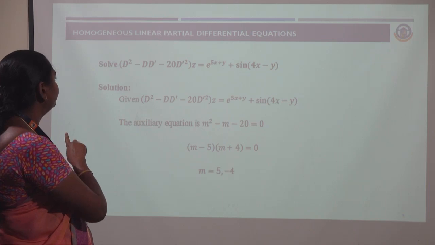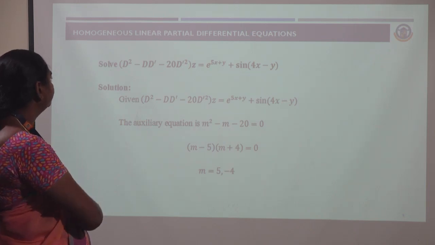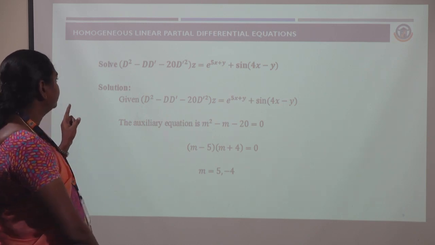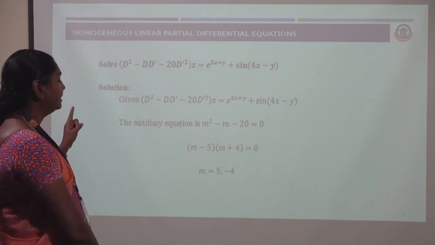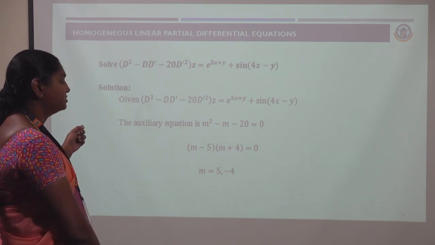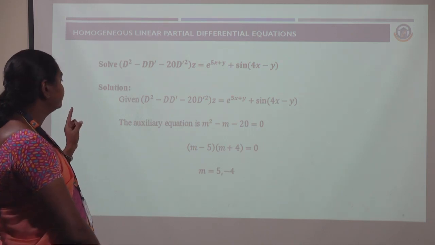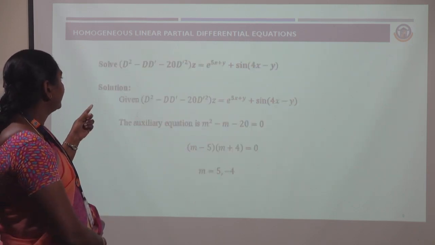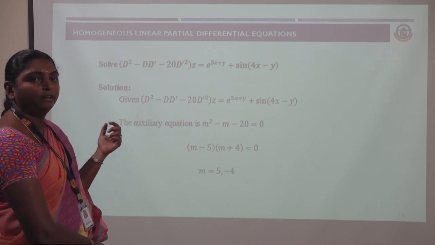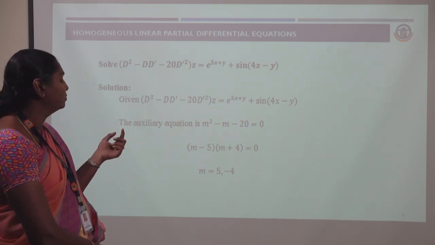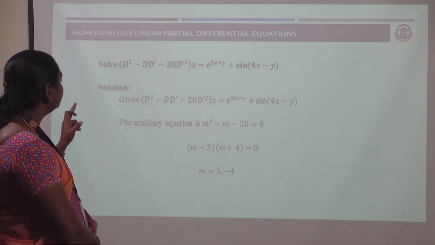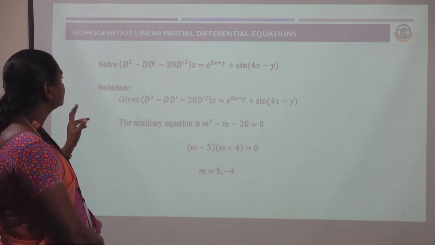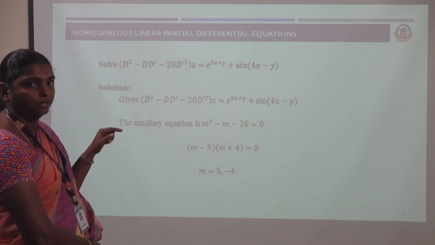that the equation is homogeneous. How can we tell? In the first term we have differentiation twice with respect to x, and in the second term we have one time differentiation with respect to x and one time with respect to y. In the third term we have D dash square, so we differentiate with respect to y twice. So in all the terms we are differentiating twice. So we have the same order. So the given equation is a homogeneous equation.